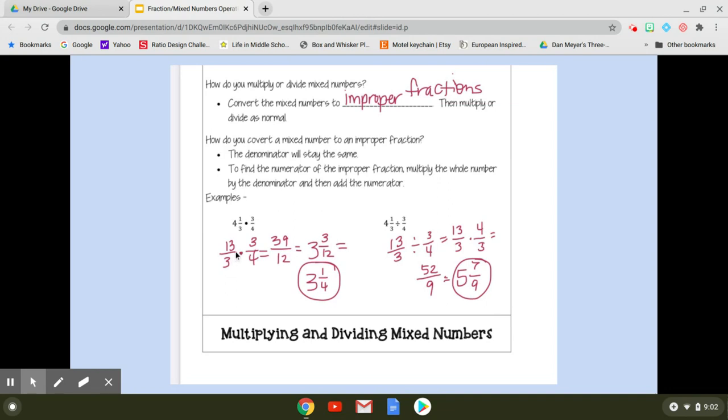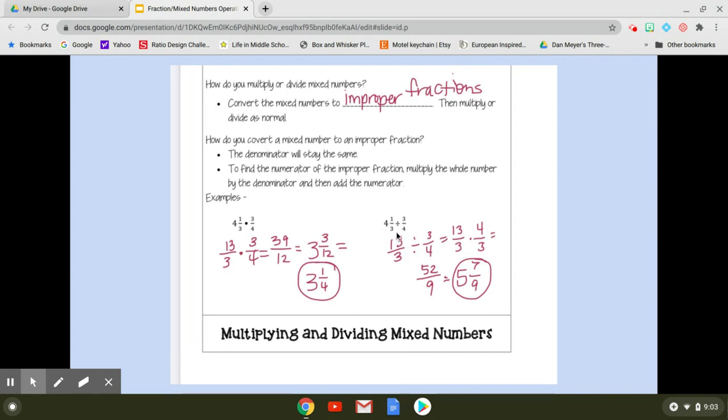So in this example, and in class, we're going to look at trying to simplify before we multiply. But for this example, I'll multiply it this way. So we just multiply straight across with fractions. It's a lot easier. We do 13 times 3, which is 39. 3 times 4, which is 12. We multiply numerator times numerator, denominator times denominator. Well, I don't want to leave it as an improper fraction, so I'm going to turn it back into a mixed number. 12 will go into 39 3 times with 3 left over. I also know that 3/12 can be simplified, so I simplify that into 3 1/4.